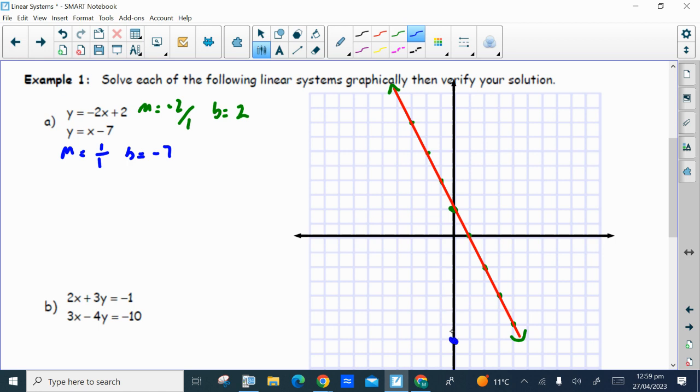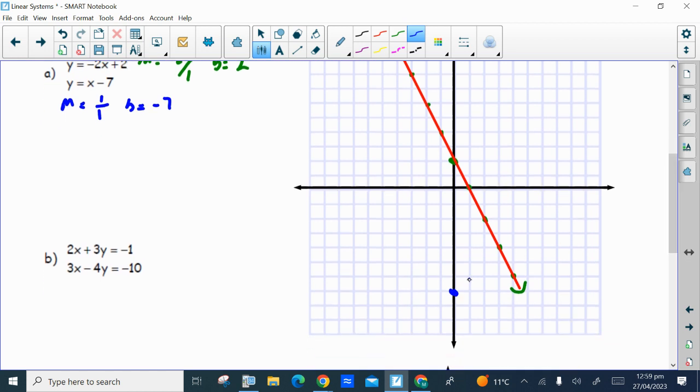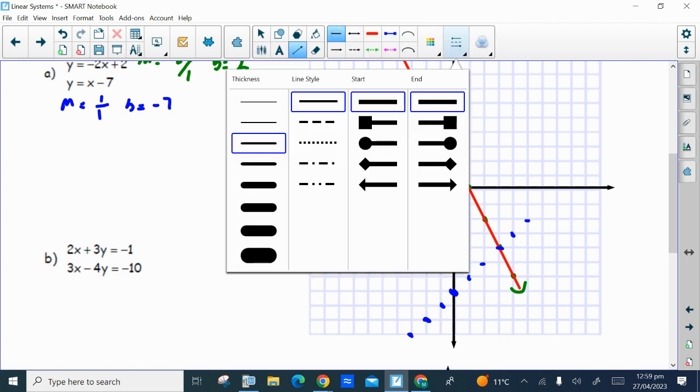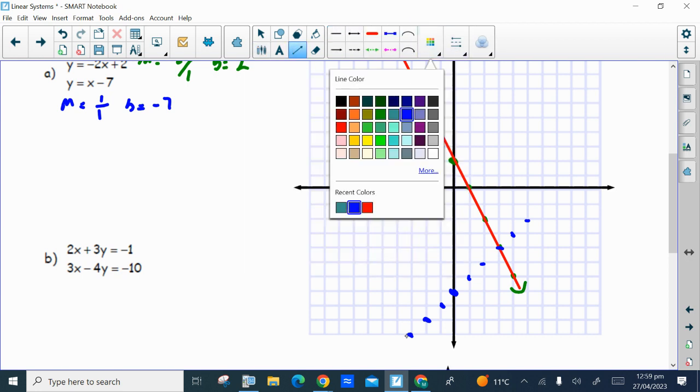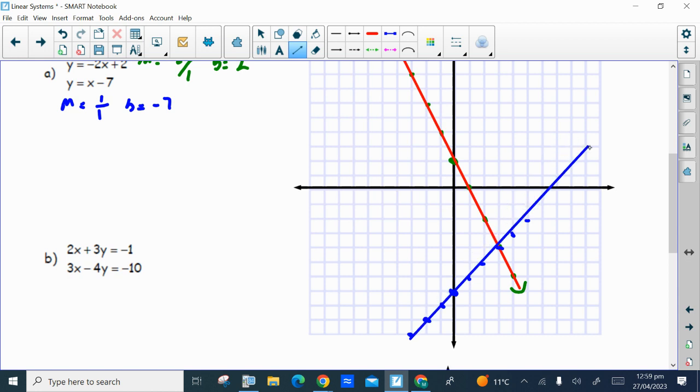And that's where we start. Start with your y-intercept, rise 1, run 1. And you can do that multiple times. You can also rise -1 and run -1. You can do that as well. Remember, in this case, we want to find the point of intersection between the two lines.